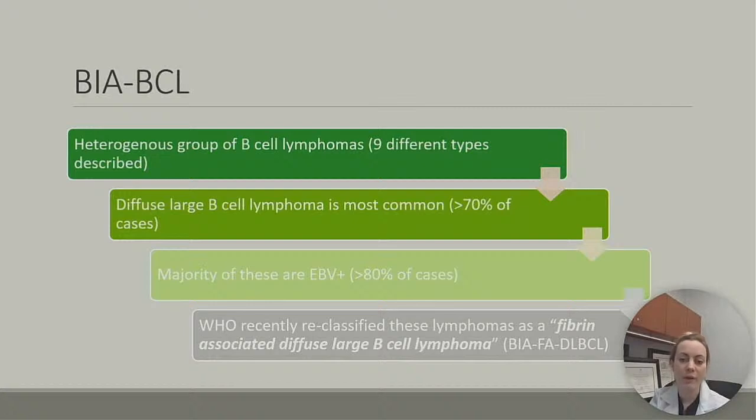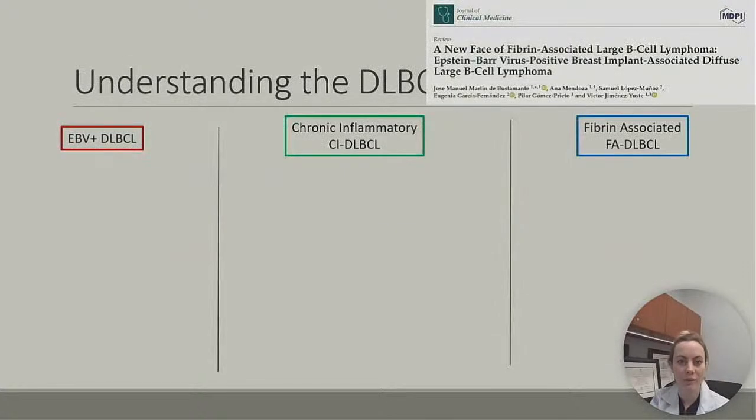Diffuse large B-cell lymphoma is by far the most common of these, and most of these are positive for Epstein-Barr virus. Now, the World Health Organization recently reclassified these as fibrin-associated diffuse large B-cell lymphoma. So you may start seeing that acronym, which is quite a mouthful, but I'll explain how they came to this categorization. There are 3 types of diffuse large B-cell lymphomas not associated with breast implants that I want to review here. And this helps to explain how the World Health Organization came to classify these as fibrin-associated.